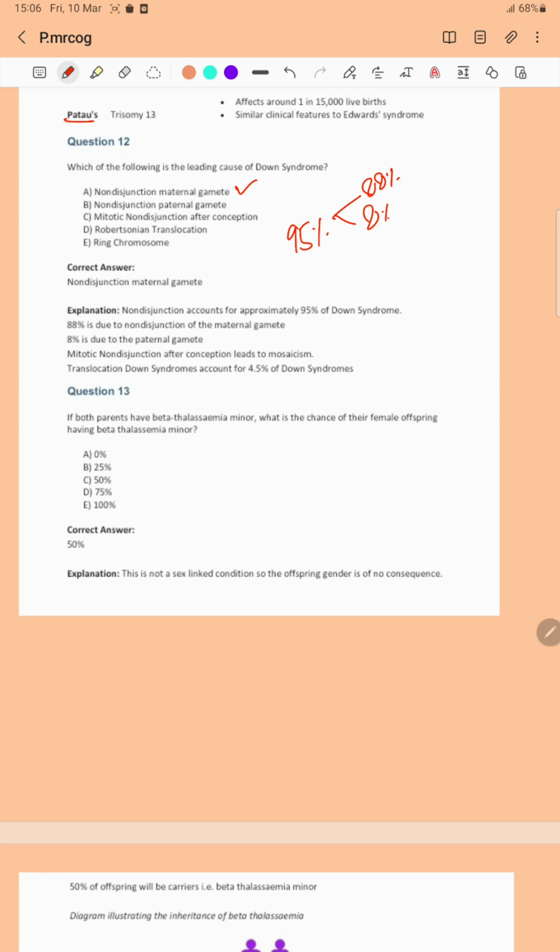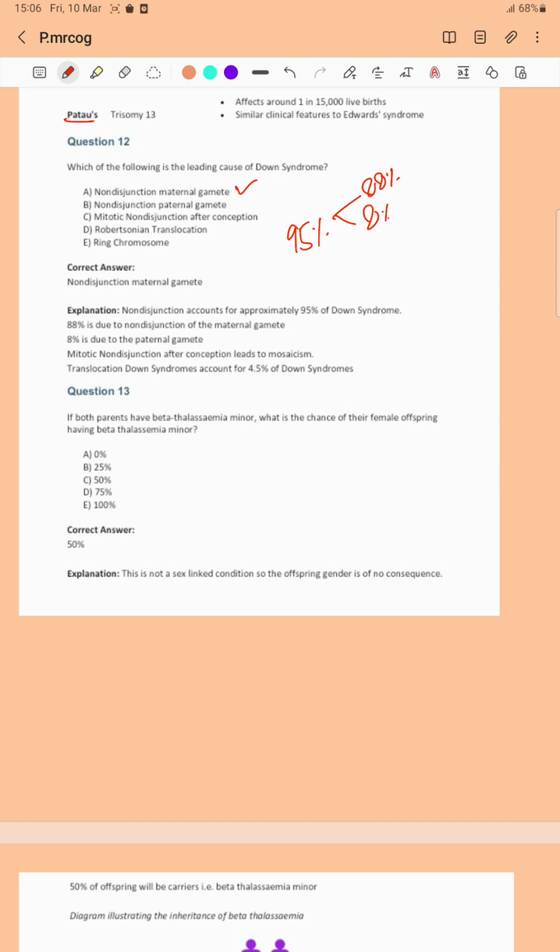And mitotic non-disjunction, after conception, leads to mosaicism, and translocation Down syndrome accounts for 4.5% of Down syndrome. So question number 13, if both parents have beta thalassemia minor, what are the chances of their female offspring having beta thalassemia minor?